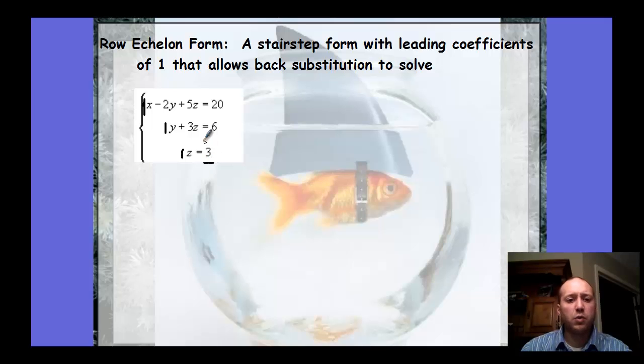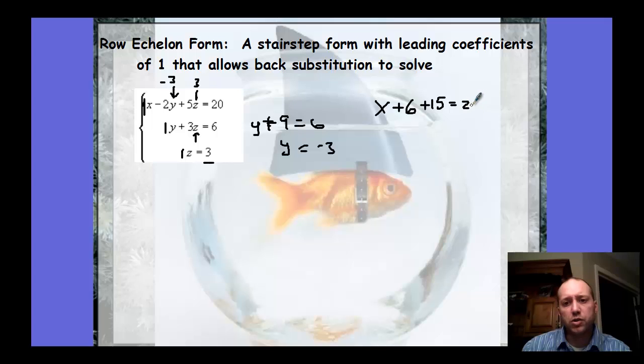We know z is 3, so then we can just back substitute and put 3 in for z in the second equation and solve that, so we get y plus 9 equals 6. So then we know y is negative 3. And we can plug in the negative 3 for y and the 3 for z and solve that equation as well. So this is just a bunch of back substitution. So we get x plus 6 plus 15 equals 20, or x plus 21 equals 20. So x is negative 1, and we could write that as the ordered triple, negative 1, negative 3, 3.